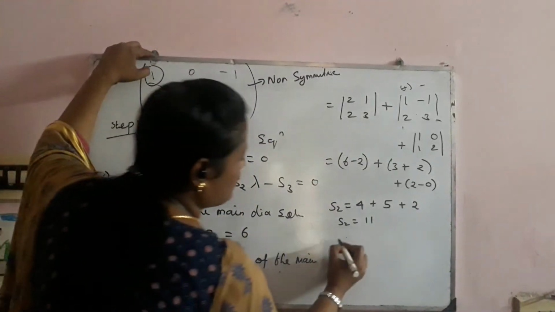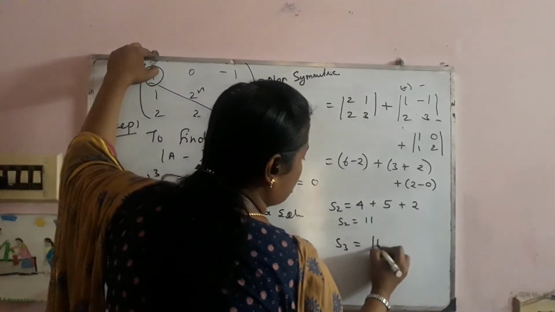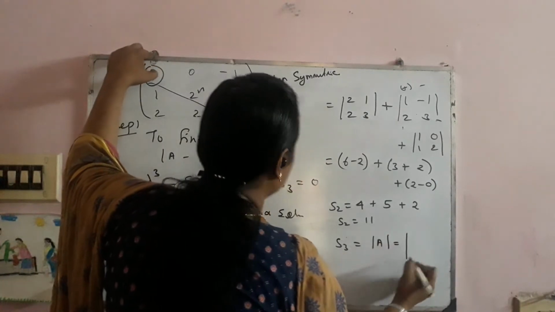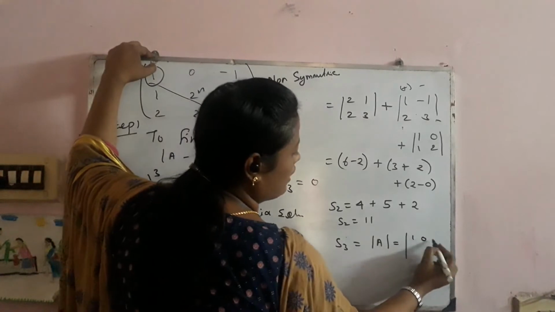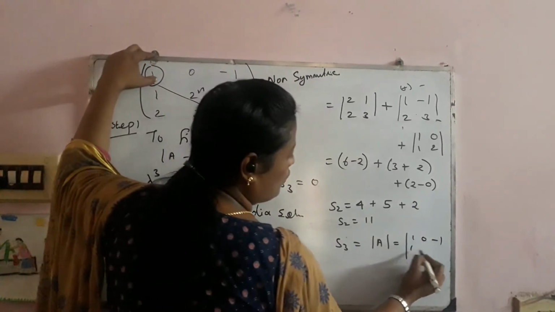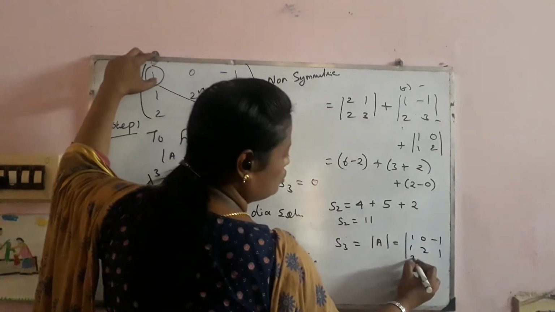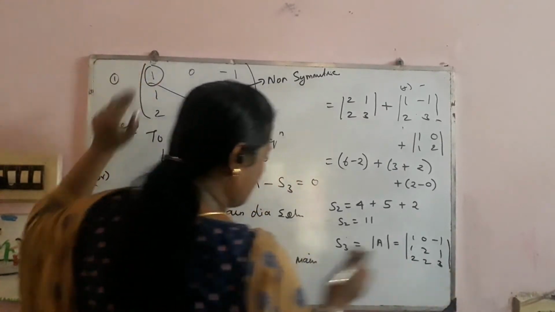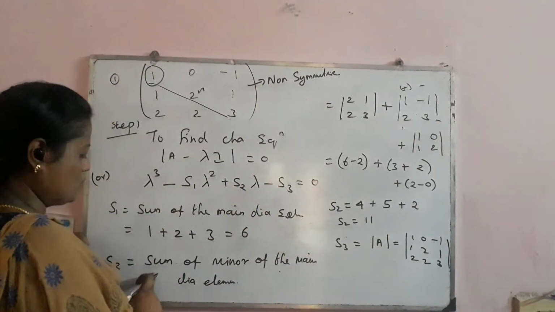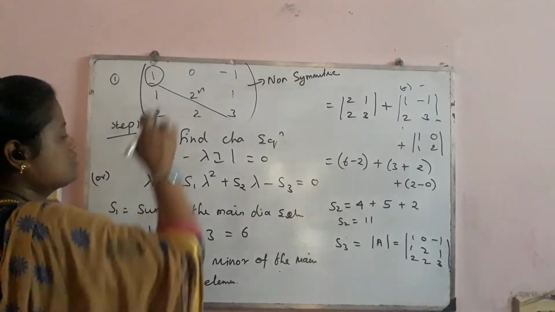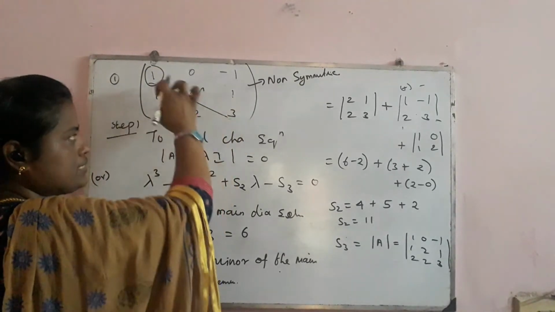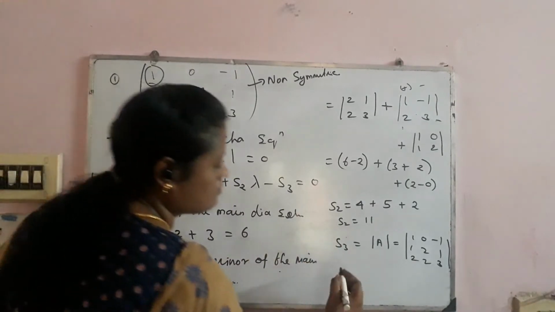And S3. S3 is nothing but determinant A. So find the determinant of the given matrix. That is 1 0 minus 1, 1 2 1, 2 2 3. S2 is totally different. S2 is nothing but the sum of the minors of the main diagonal elements. S1 is nothing but the sum of the main diagonal leading elements. And S3 is nothing but determinant A.